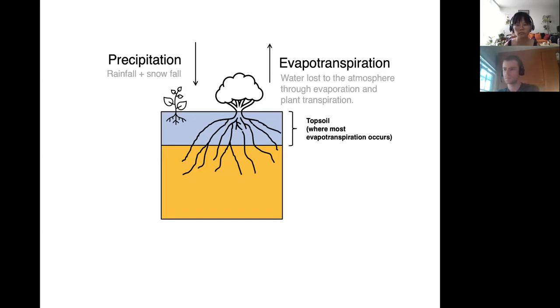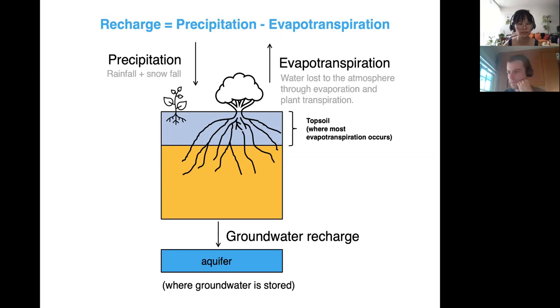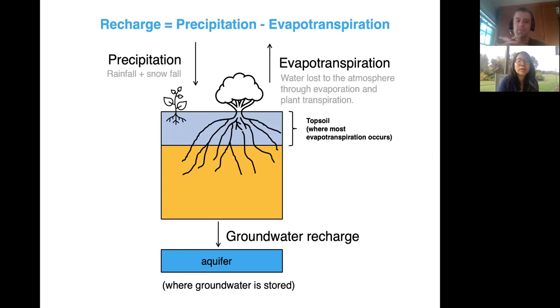Whatever is left after evapotranspiration will eventually flow down towards the deeper part of the subsurface and recharge our aquifer, which is where the groundwater is stored. These three key concepts allude to a very simple relationship: the amount of groundwater recharge we expect would be equal to precipitation minus evapotranspiration.